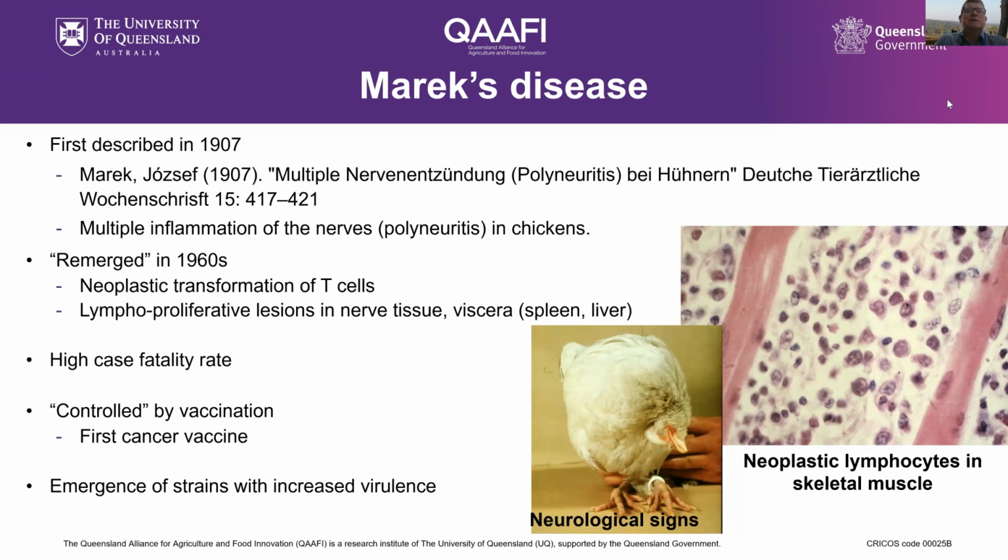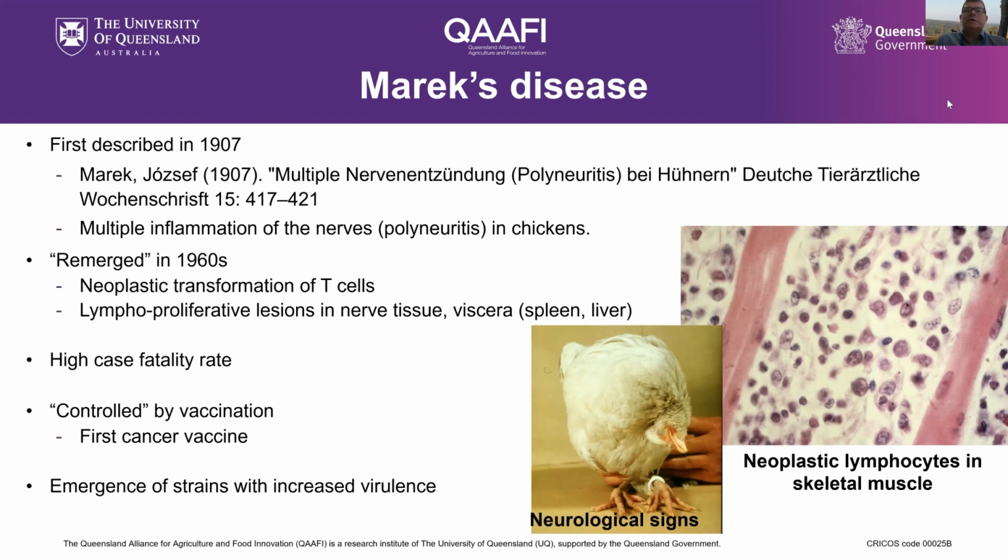However, in the 1960s, it began to re-emerge as a clinical syndrome, and it had quite a different presentation. Rather than only the polyneuritis, which is inflammation of the nerves, it also had a neoplastic transformation of T cells, or as we might commonly call it, a cancer. These proliferations or lesions could occur not only in the nerve tissue, but also spread to other organs, such as the spleen and the liver.